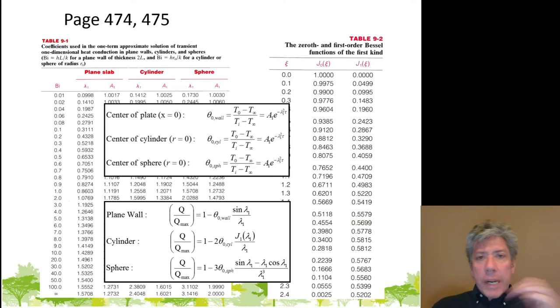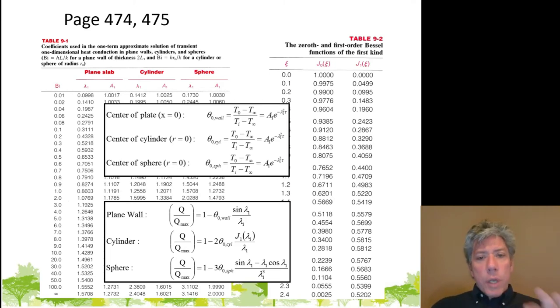So very often we care about the center of these objects: the center of the plate, the center line of the cylinder, or the center point of the sphere. You notice how we went from a plane to a line to a point. That's the reason we can solve these problems. Anyway, that is given a special symbol called theta naught. It's still a dimensionless temperature, but now it's the temperature at the center as a function of time and not position anymore, minus the temperature of the fluid, divided by the difference between the initial temperature of the body and the temperature of the fluid. So you see that there in the middle for each of these. And notice that the position dependence is simply gone, and we just have that time-dependent piece, A1 e to the negative lambda 1 squared tau.